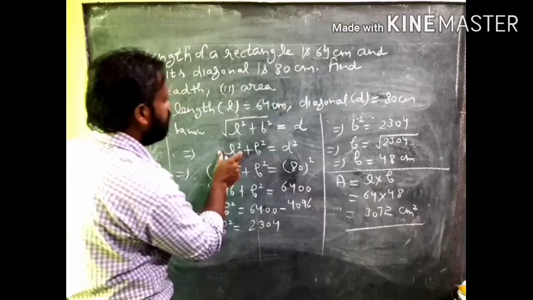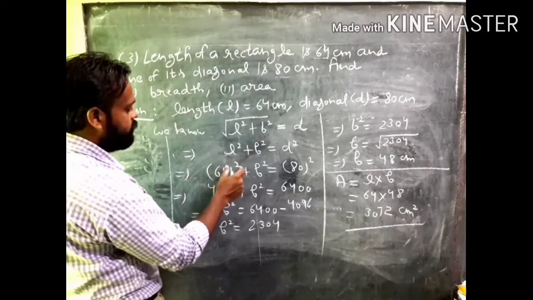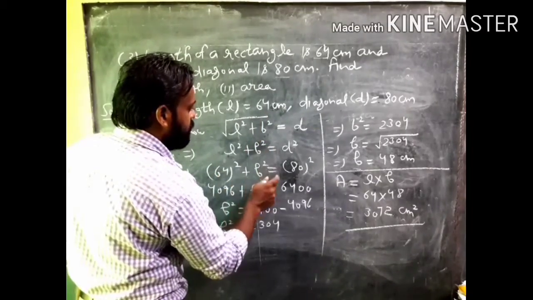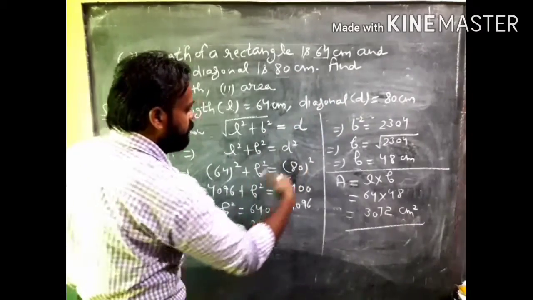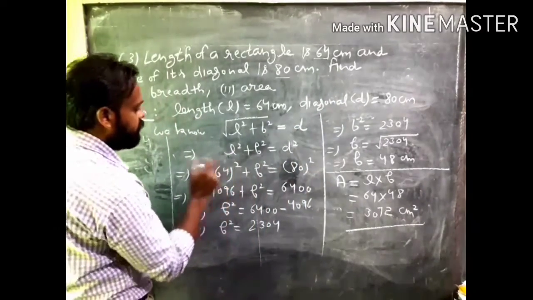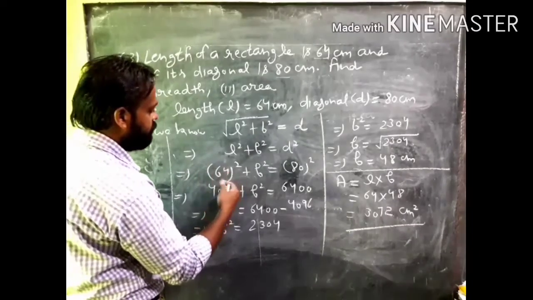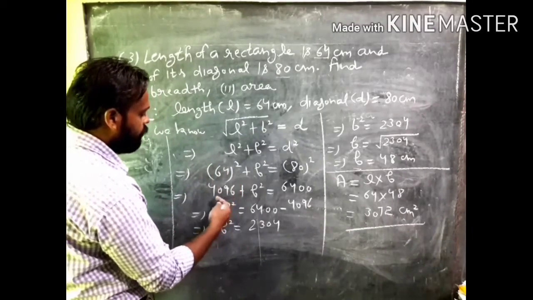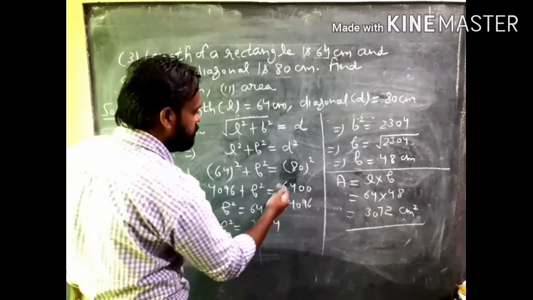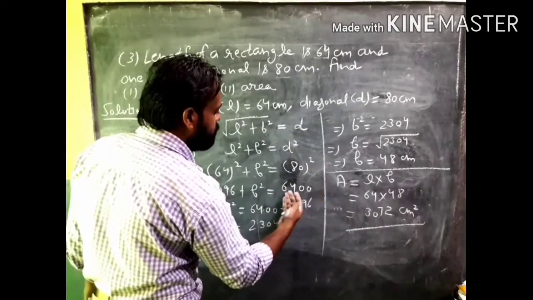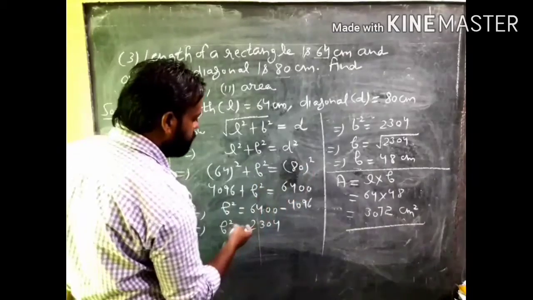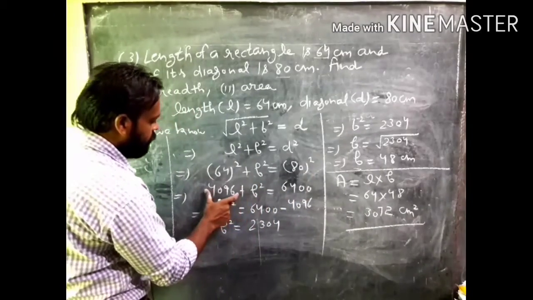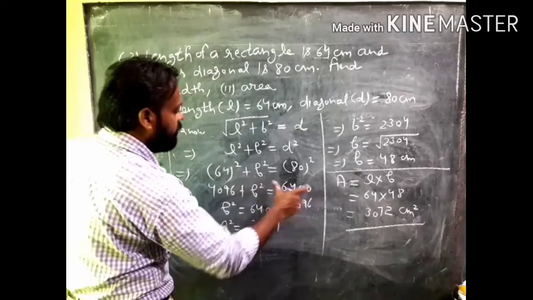And now put the values here. L is equal to 64 raised to power 2 plus B square as it is, and the value of the diagonal D is given to us, that is 80 raised to power 2. 64 raised to power 2 means we have to multiply 64 two times, it will become 4096 plus B square is equal to 80 raised to power 2, means 6400. Like this we have to solve this one, and now you have to take this 4096 to the left hand side.